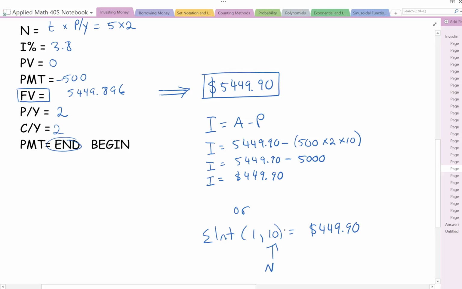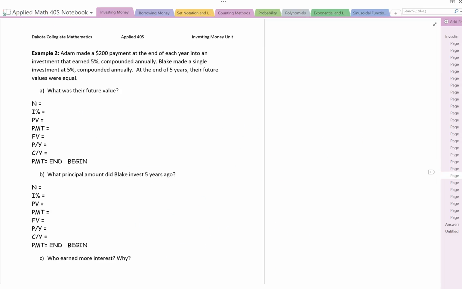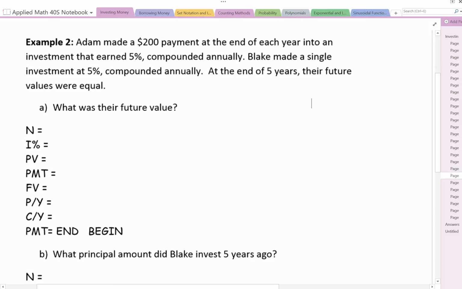All right, let's try example 2. Example 2 says Adam made a $200 payment at the end of each year into an investment that earned 5% compounded annually. Blake made a single investment at 5% compounded annually. At the end of 5 years, their future values were equal. What were their future values? So we're given lots of information here, but how are we going to use this to figure out what we're solving for? Well, it says here we have a $200 payment at the end of each year. So this isn't one lump sum for the whole term, this is an annual payment.